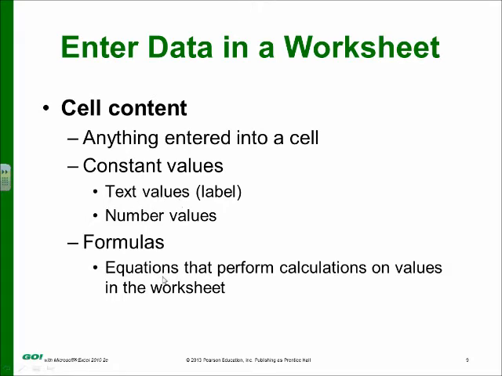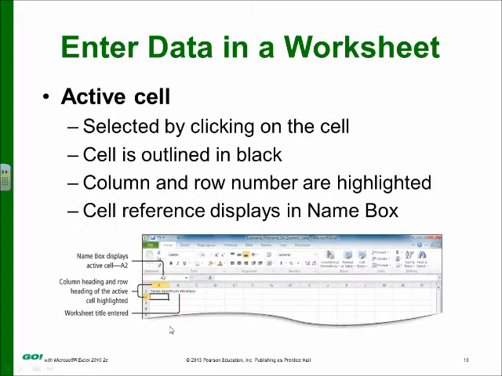Formulas are equations that perform calculations on the values. You'll see those. Okay. Whenever we're working with the active cell, you will see this dark black border around the cell. That is the active cell. And that cell, if you look to the name box, you will see the name of that active cell in your name box. So there are several ways to determine which is the active cell. You can look for this border, or you can look to the name box to identify which cell is the active cell.